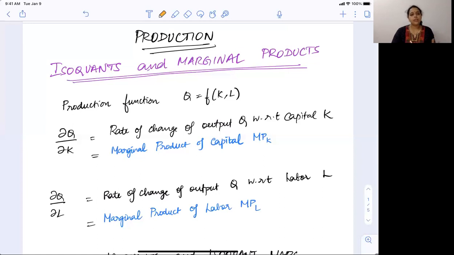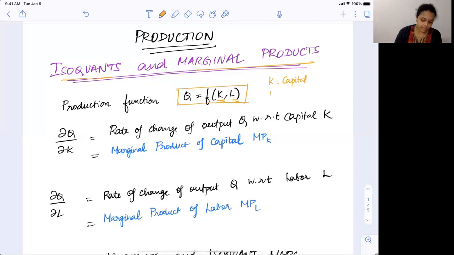So this video is going to be an analogous one, but we're going to focus on the production side of things using something called the isoquant and looking at marginal products. The first step to get started is to look at a production function. A production function has two inputs here, K and L. K is generally capital and L is labor.